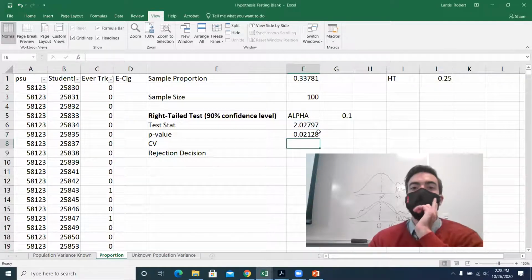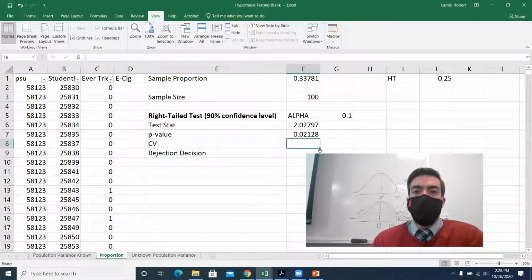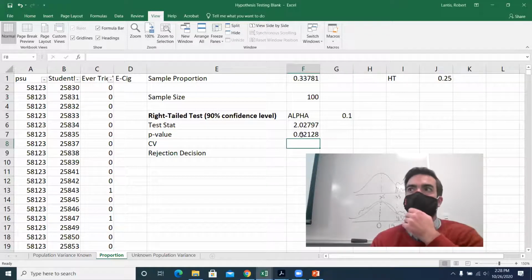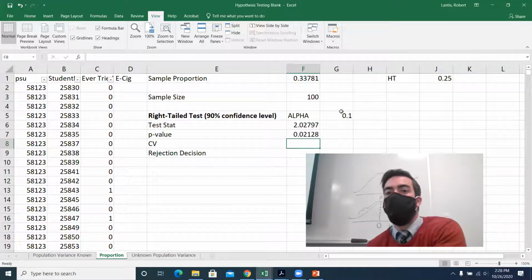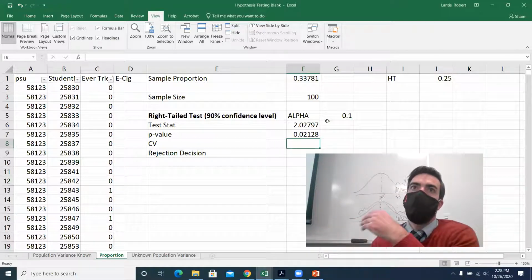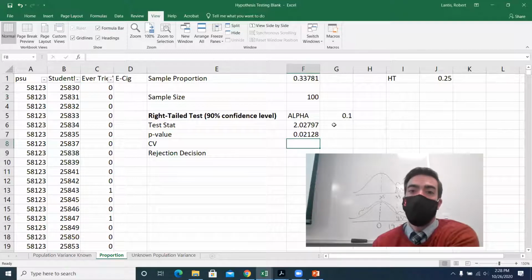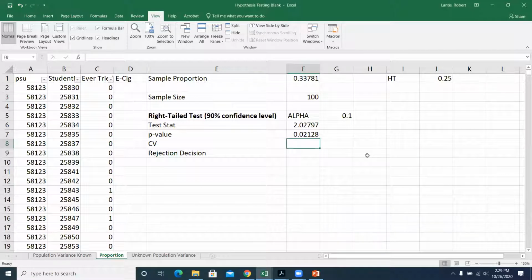All right. So I get this p-value of 0.02. Now, if I just look at the 90% confidence level, what should my rejection decision be here? Well, if I have a p-value of 0.02 and an alpha of 0.1, we said we only reject if the p-value is less than alpha. So will I reject or fail to reject here? Is my p-value less than alpha? 0.02, yeah, is definitely less than my alpha of 0.1. So I can reject, but there's a neat way I could do this in Excel.